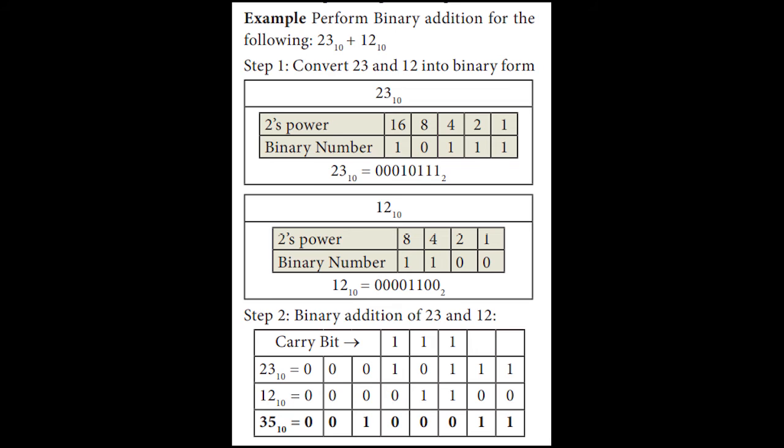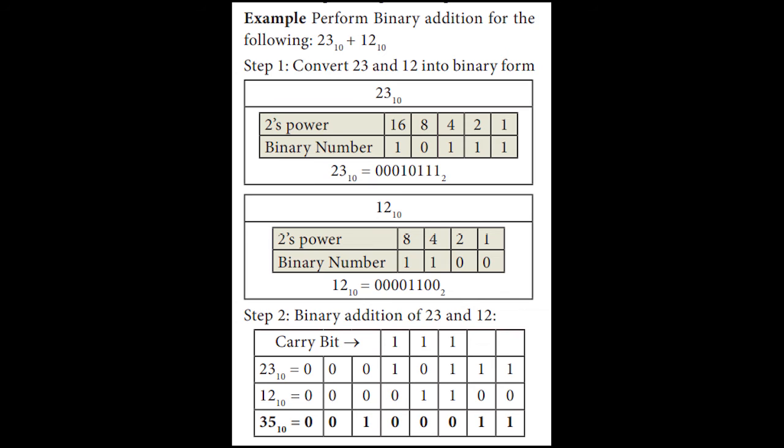We have the numbers 23 and 12. When you add 23 and 12, we'll get 35, right? So the value is correct. Like this you can check also, and the binary addition will take place in this manner. What we have to keep in mind is 0 plus 0 is 0, 0 plus 1 is 1, 1 plus 0 is 1, and 1 plus 1 is 10. That is, you have to put 0 in the sum place and 1 in the carry place.